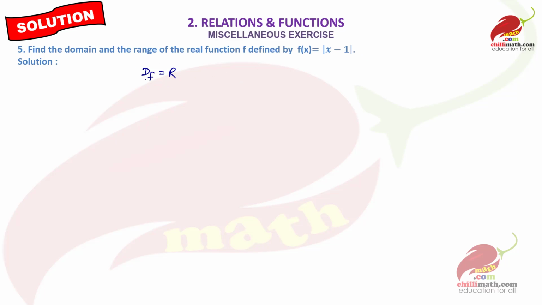Range. Range are the elements or the numbers which we get while putting domain elements. So if you put real numbers in this f(x), we'll never get negative numbers. So range is all the non-negative real numbers. That's it. You can write this in words, what I have explained. Because it's a modulus function, it can never be negative. So its range will be from 0 to infinity, that is, non-negative real numbers.